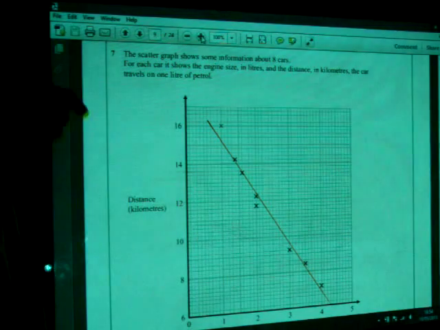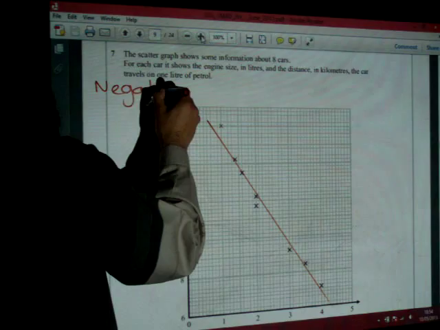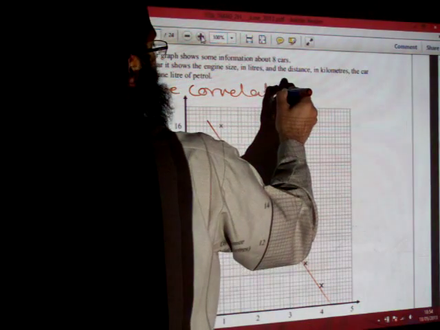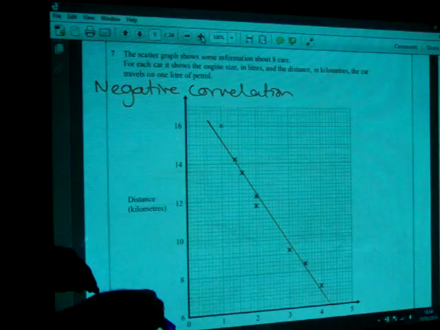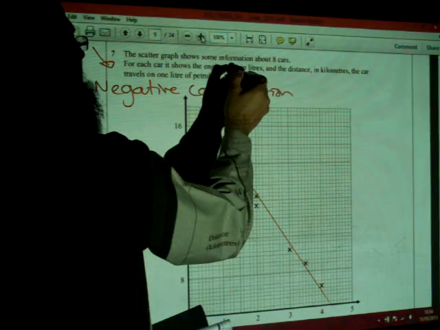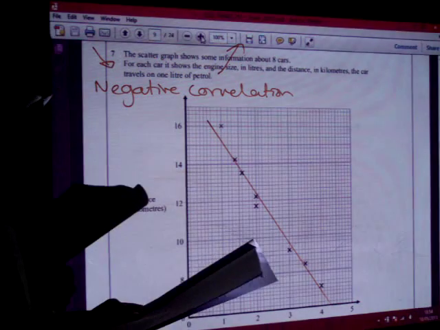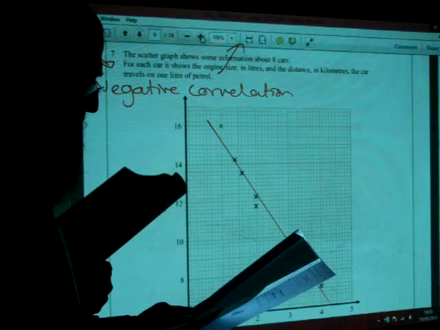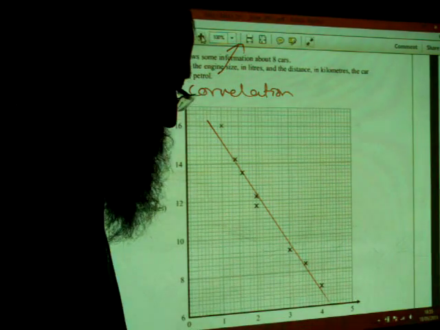Now, it's called a negative correlation. Negative correlation means as one thing increases, the other one decreases, so it's going downwards. Negative correlations tend to be going that way. Positive correlation would be going that way. It says a different car of the same type has an engine size of 2.5 litres. Estimate the distance travelled on 1 litre of petrol by this car.